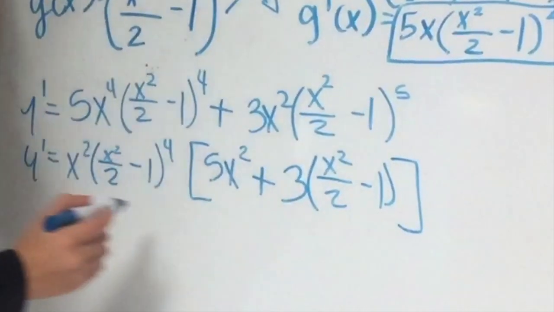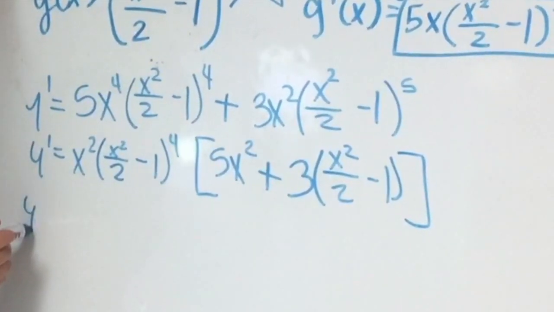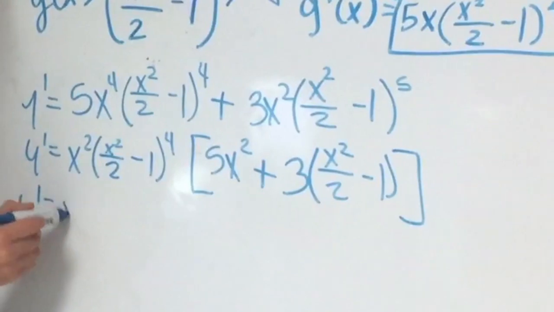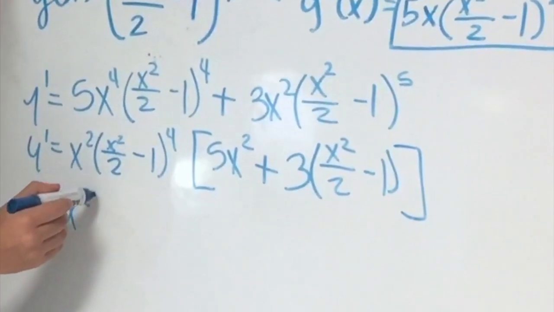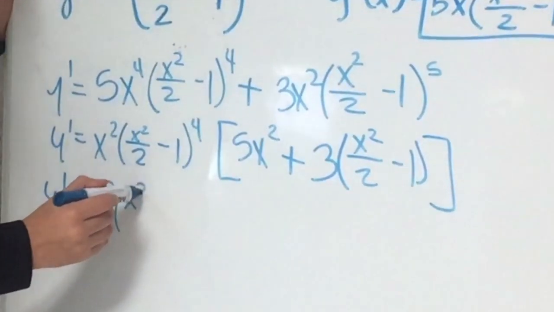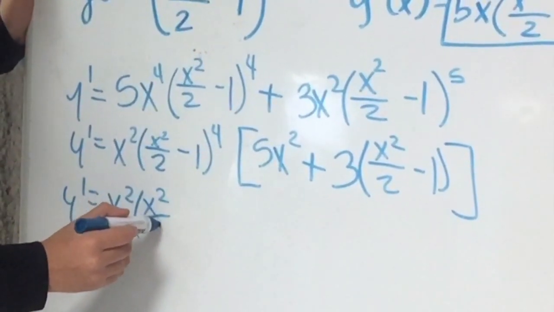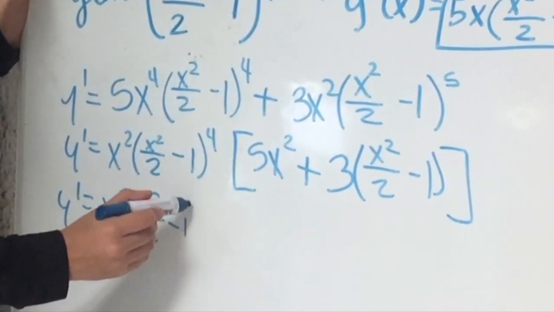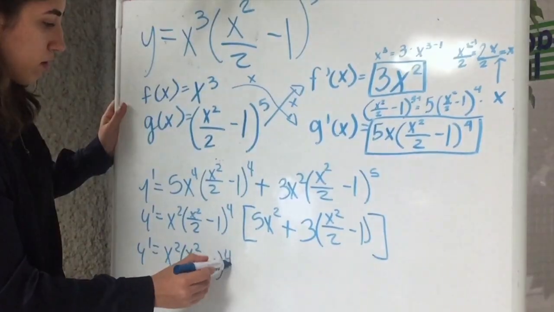Your equation should read as following. Y prime equals x to the second times, open parentheses, x to the second over 2 minus 1, close parentheses, to the fourth, open bracket, 5x squared plus 3 times, open parentheses, x to the second over 2 minus 1, close parentheses, and close bracket.